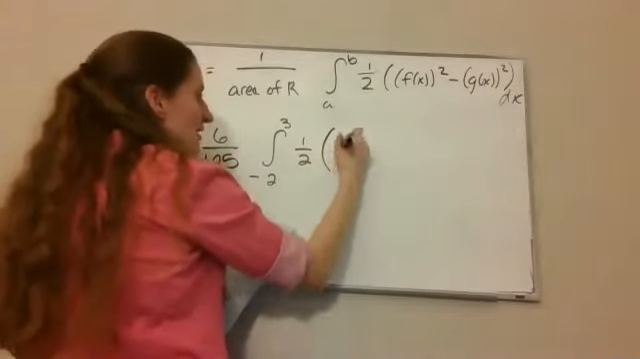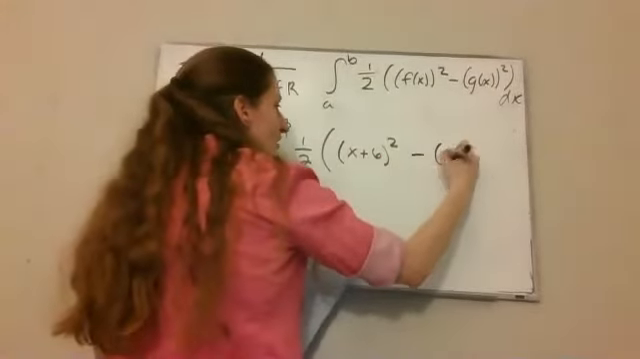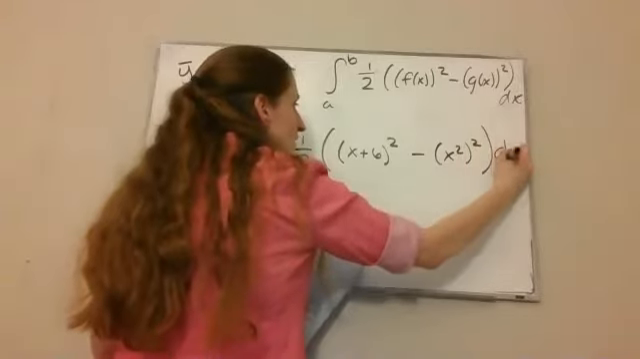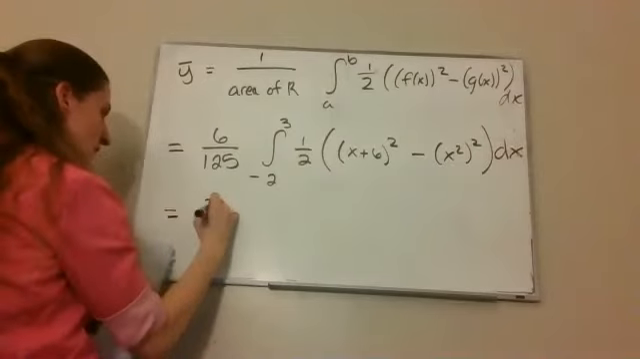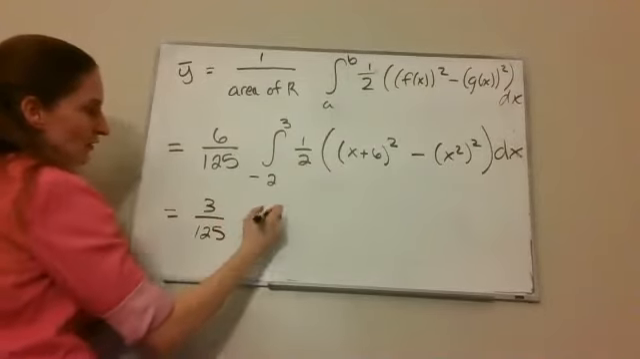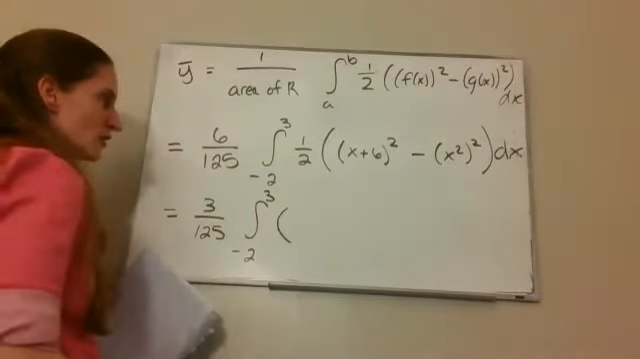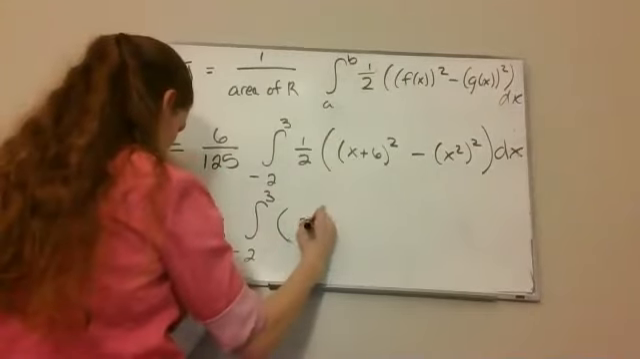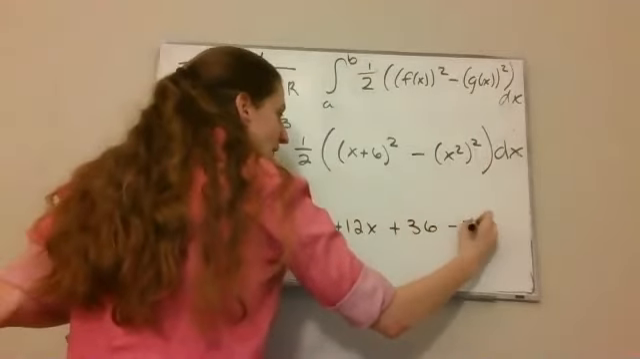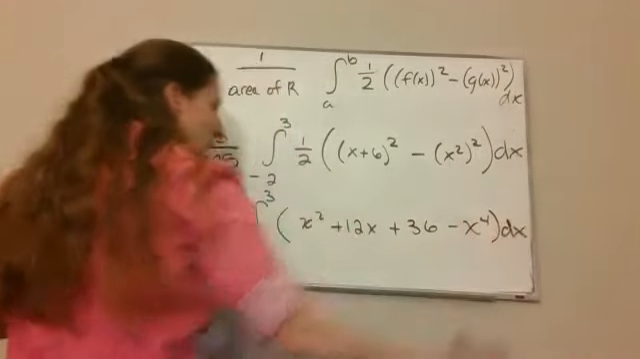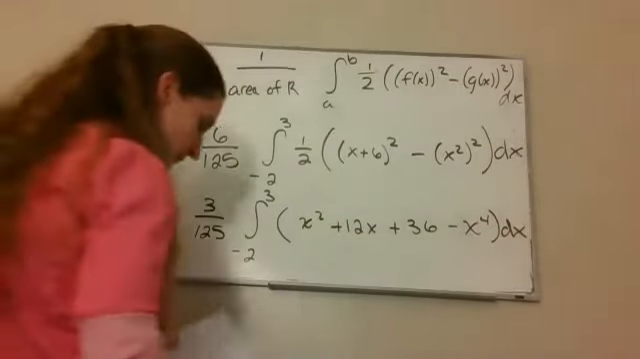My f of x was my top function, x plus 6. My g of x is my bottom function, x squared. Now I can kick the 1/2 to the outside, making it 3 over 125, integral from negative 2 to 3, and do some distribution. I'm going to have an x squared plus a 12x plus a 36 and minus x to the 4th. And now I'm ready to do my antiderivative. So it's just all power rule again.